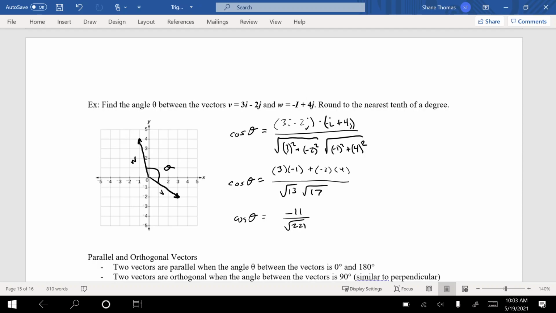All right, so now I have it down to one single number. I can punch that into a calculator. Now I have the cosine of theta, so now I have to do the inverse. Theta is going to be the inverse cosine of negative 11 over root 221. All right, punch that in the calculator. Everybody got one? All right, good, answer of 137.7 degrees. All I did was punch that in a calculator. So the angle between those two vectors up there is going to be 137.7 degrees.